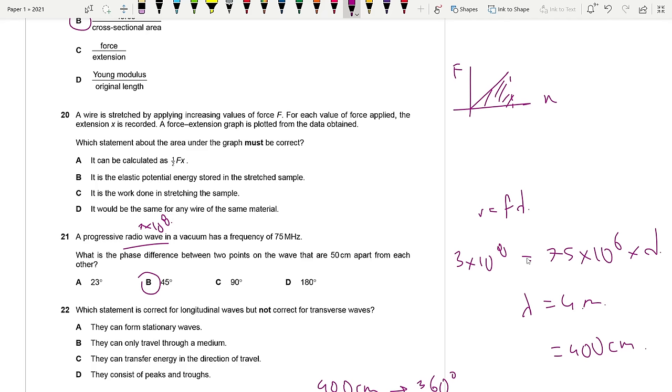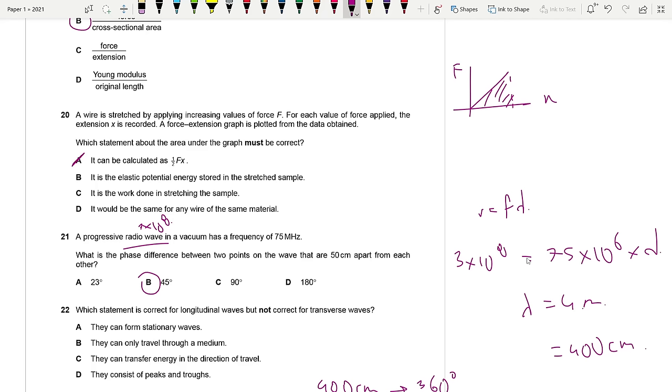So half Fx is only valid when Hooke's law is maintained. So are we sure Hooke's law is obeyed? We aren't sure, right? Maybe the limit of proportionality is exceeded, so it can't be A. Like we're not sure that it's A. Understood? So we're not sure about A.